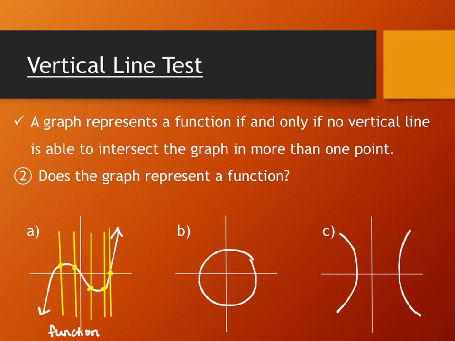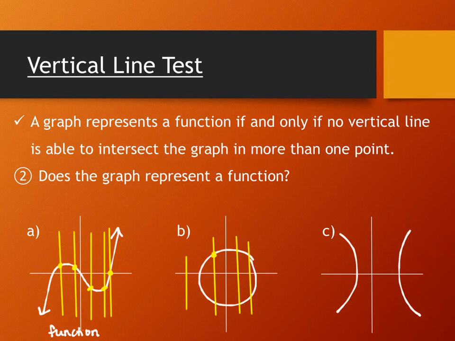What's going to happen on B, though? Yeah, there's going to be lots of places where it crosses it twice. Now, notice there's some places where it doesn't cross it at all. And that would be okay. There's nothing wrong with that, okay? But what is wrong is all these places where I cross the graph more than once.